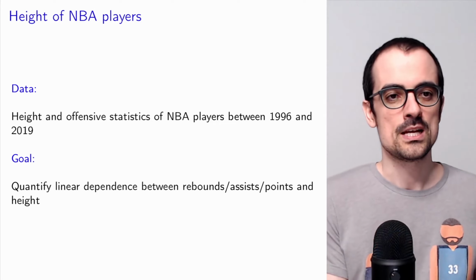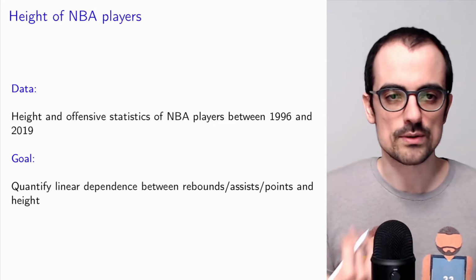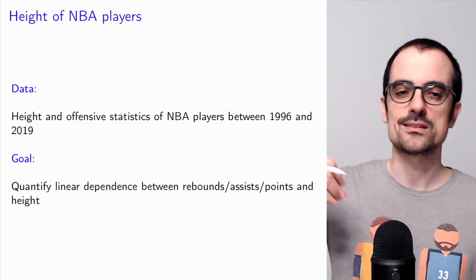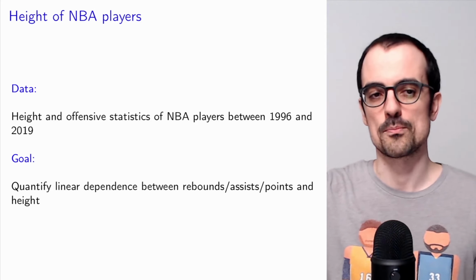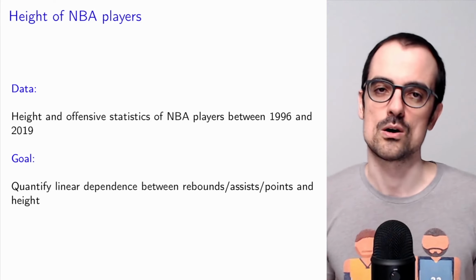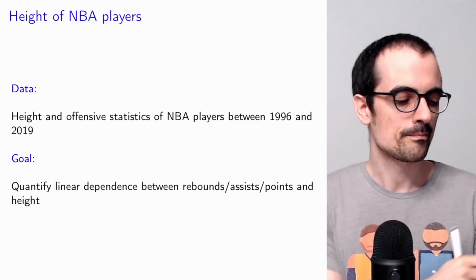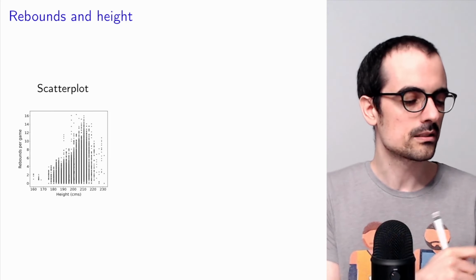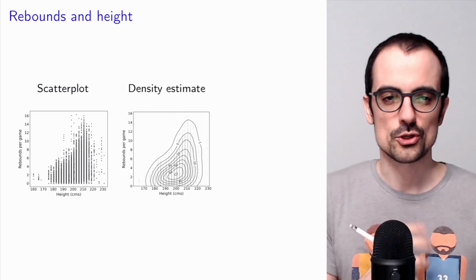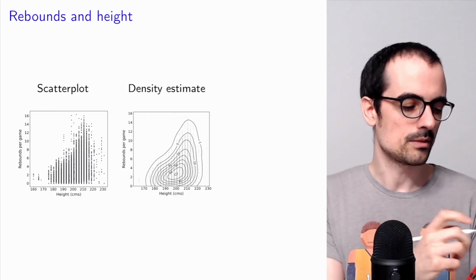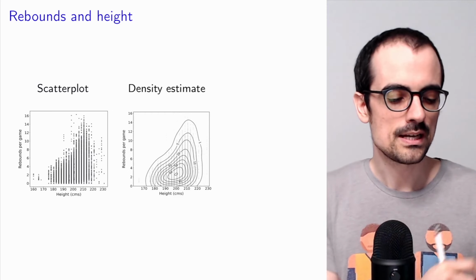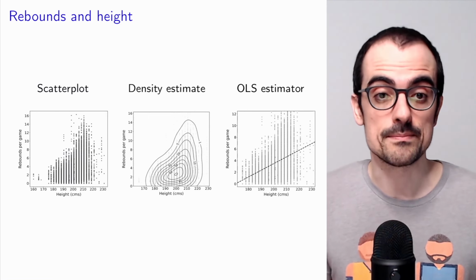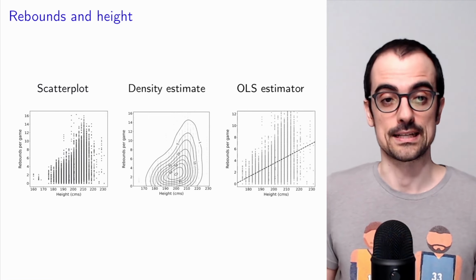So let's take a look at a data set which we have already looked at, where we have the height of NBA players and the number of rebounds, assists, or points per player. And we want to see how these quantities are linearly related. So we had our scatter plot of rebounds against height. The density estimate shows you a little bit better how the data are distributed because a lot of these points are on top of each other. And this was the best linear estimator of rebounds given height.